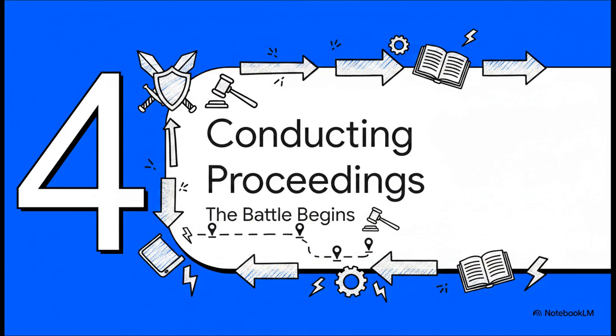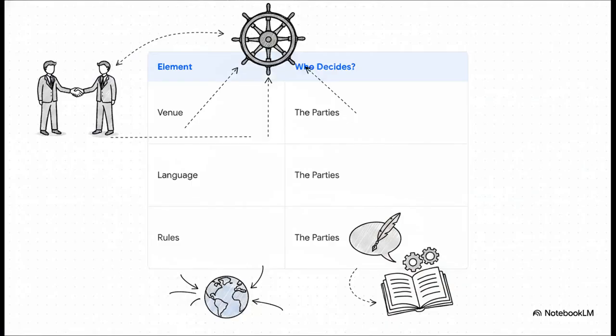The battle begins. We have our tribunal, and we know their powers. Now we move into the action phase. How do the actual proceedings take place? I really want to continually hammer home the core theme of this entire system: party autonomy. Who decides the place of arbitration? The parties. Who decides the language to be used in all written statements and hearings? The parties. Who determines the rules of procedure? Again, the parties. You and your business partner completely dictate the language, the location, and the rules of engagement. You are completely in the driver's seat here.